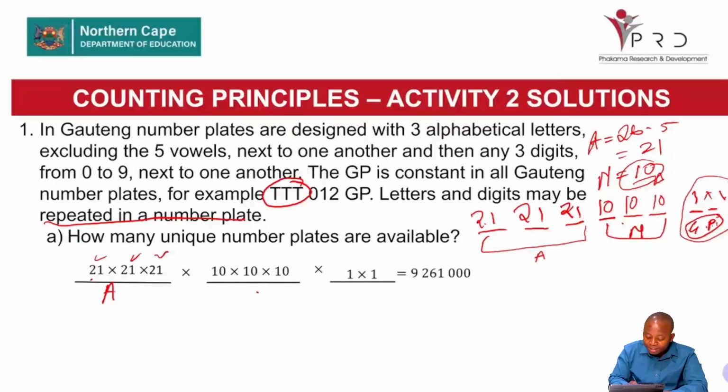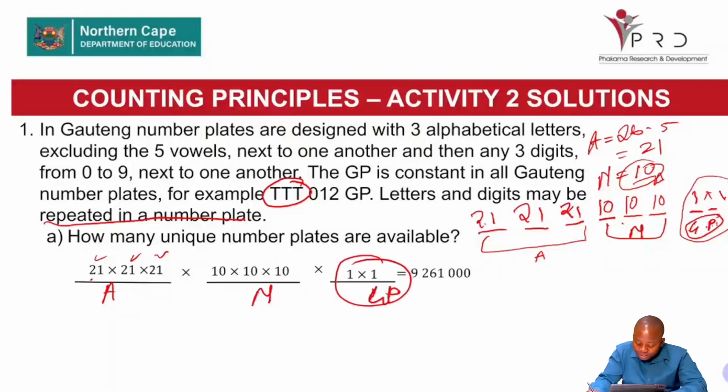So that's what you have. These are our alphabets. These are our numbers. This is our GP. So GP is a set position in that case. So we have 9,261,000 in that case.